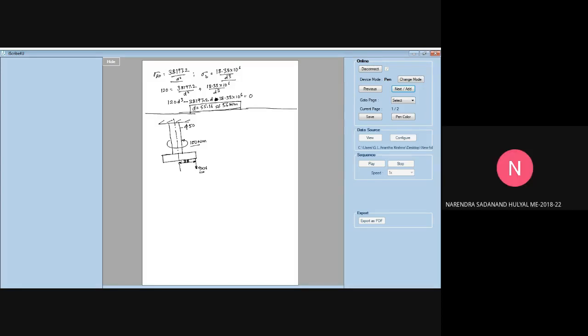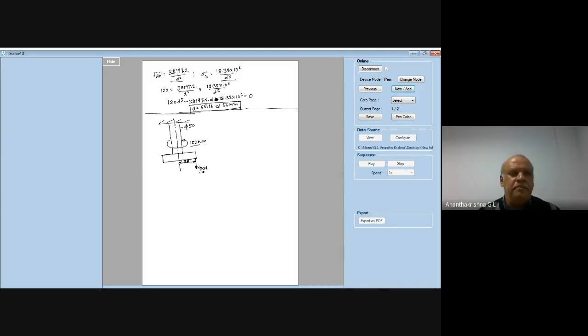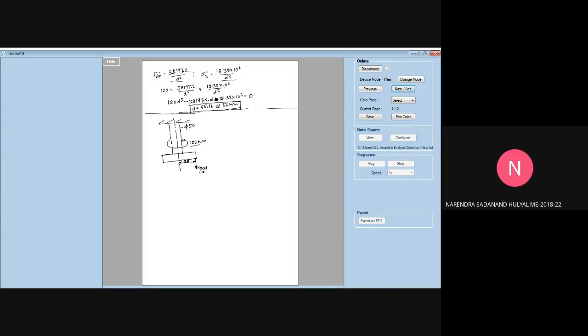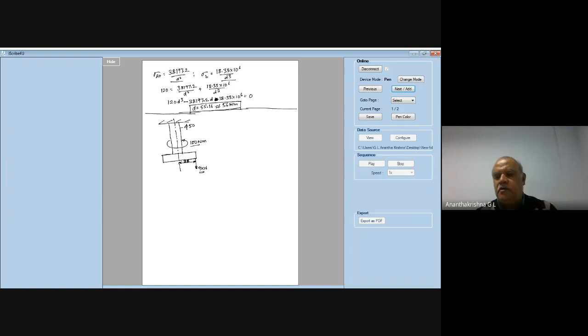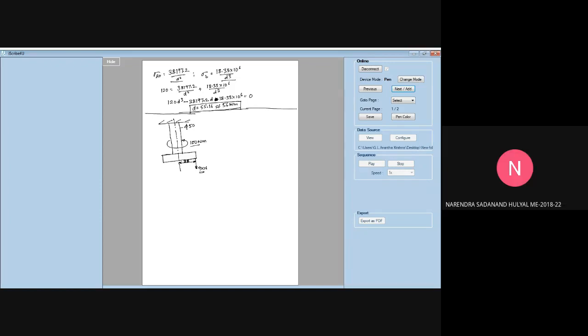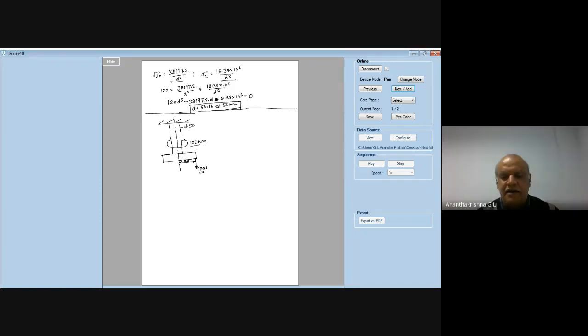Torsional moment of 100 Newton meter, as shown in the figure. Determine the maximum tensile and the maximum shear stress. Stress, okay. Right.